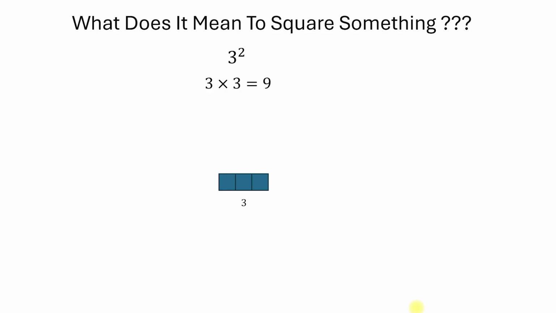Imagine a square that has a length and width of 3 centimeters. When we create a square with dimensions of 3 on each side, we end up with a total of 9 blocks. We are literally squaring 3 to get 9.